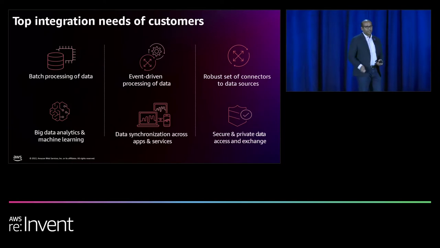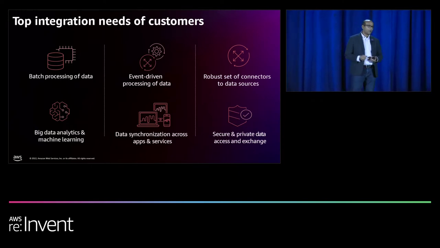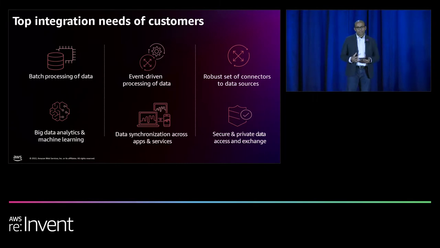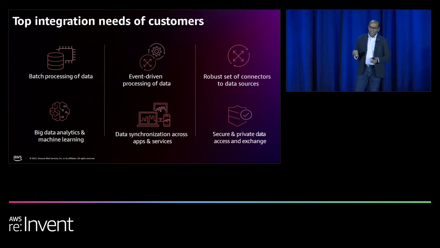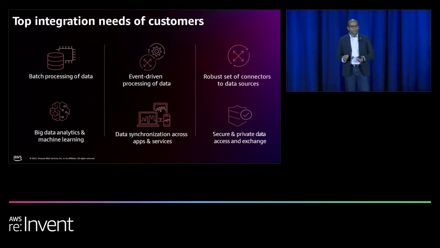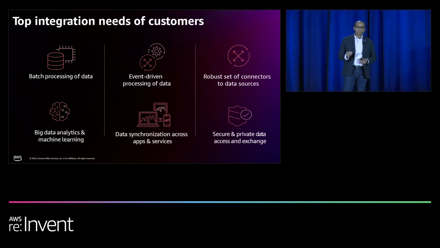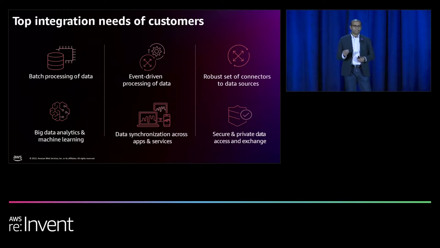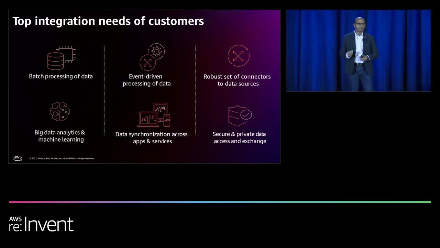Now, if we look at the top integration needs of our customers, we see a few integration patterns. The first one, which is often referred to as data integration, involves bringing in structured and unstructured data from different applications into data lakes and data warehouses on AWS. Data integration often involves batch processing and is characterized by large volumes of data. Users then want to run analytics using AWS analytics services and AWS machine learning services to better understand trends in that data and make informed decision in areas such as customer engagement, supply chain, healthcare, and many more.